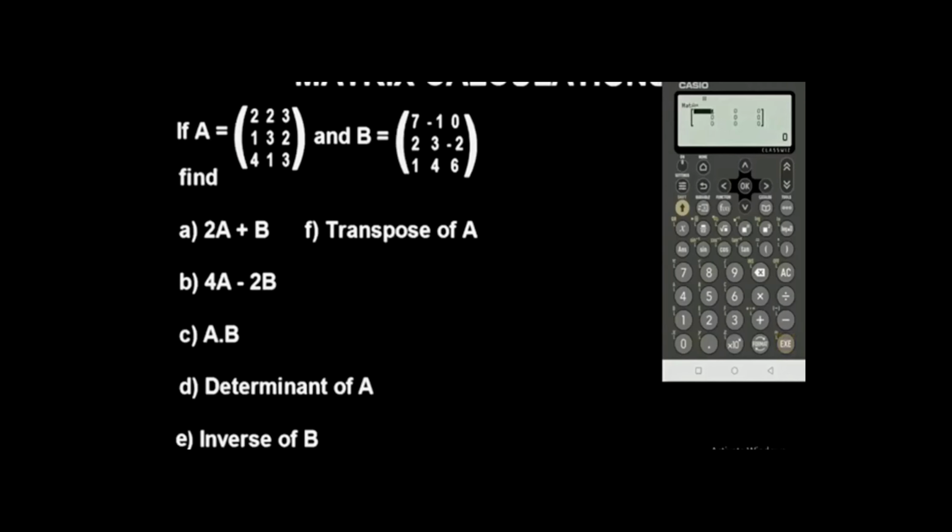So let's input the values. For Mat A, we have 2, 3, then we have 1, we have 3, we have 2, we have 4, we have 1, we have 3. Just note that as I'm inputting the values, they are being stored on the calculator automatically. So we are done with this one.